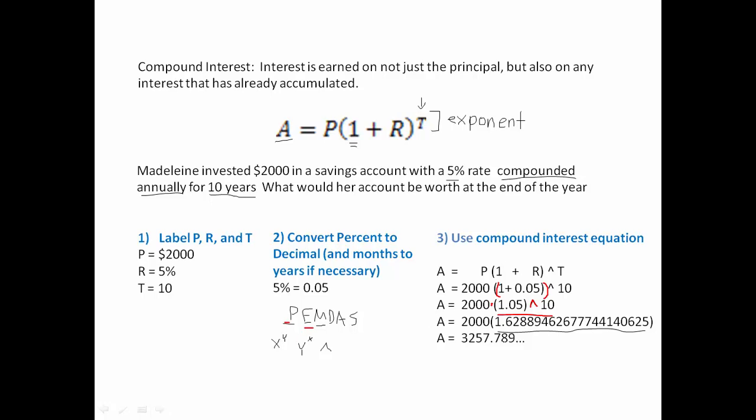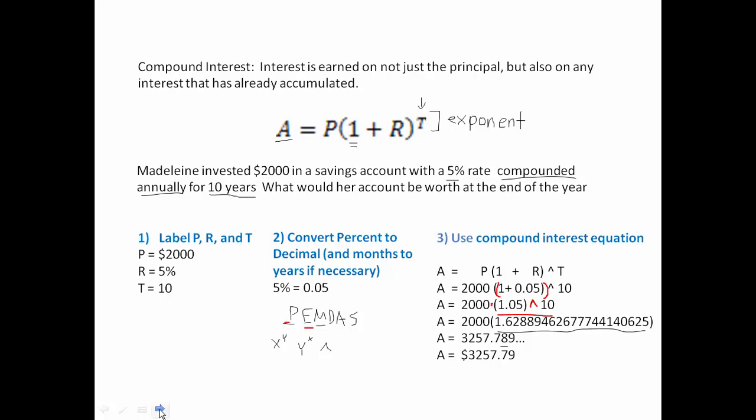But we can round this final number to the nearest cent, which is the 8 right here, the second digit after the decimal. So our final amount is $3,257.79. So what happened with compound interest, every year Madeline was getting whatever interest she earned added back to her principal, and instead of getting just $3,000, she got $3,257.79. So she made an extra $200 for doing nothing. It was the same rate, the same principal, and the same time. It's just the fact that her interest was compounded that got her extra money.